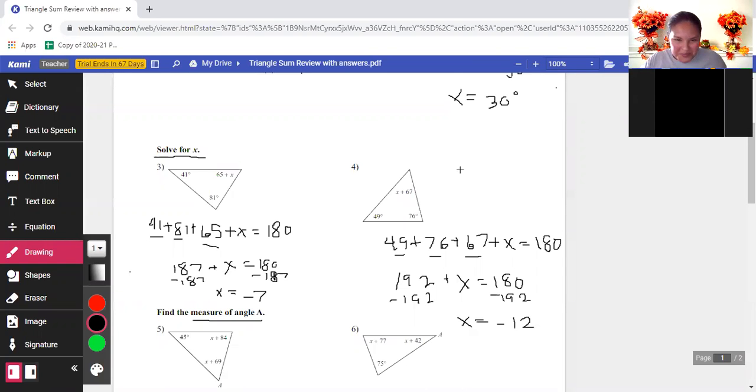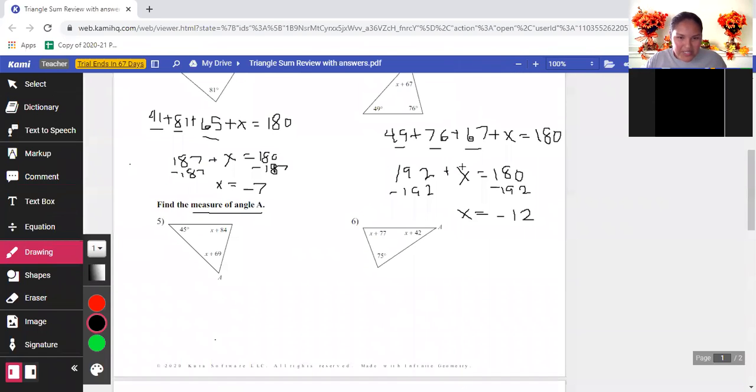All right, down to number 5 and 6. Again, make sure you read what it's asking you to look for, because this one's asking you to look for something different. For 5 and 6, it's saying find the measure of angle A. So this one's not asking you to solve for x, it's looking for the measure of angle A, which is the one down here.